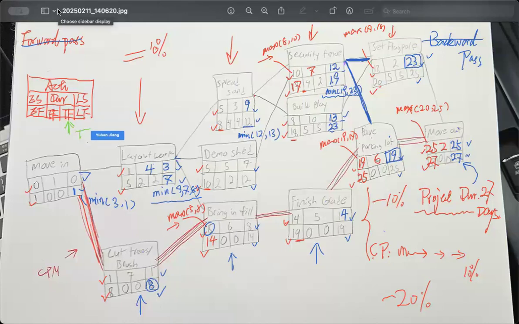TF is equal to the late finish minus the duration minus the early start time. So we have, because this is the first activity.